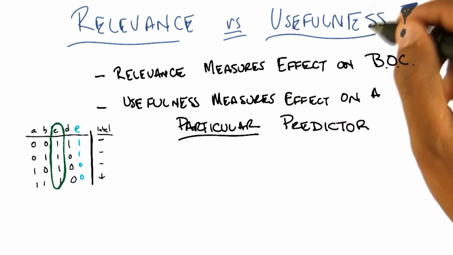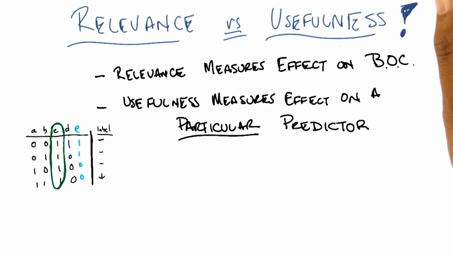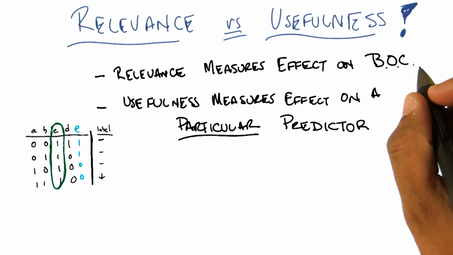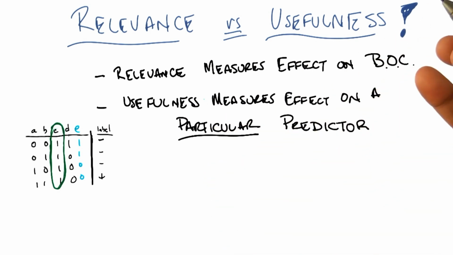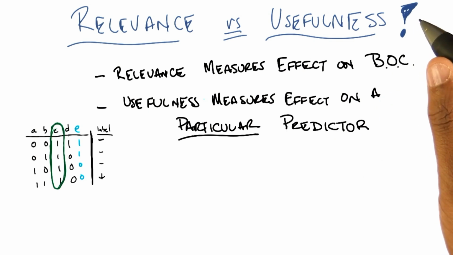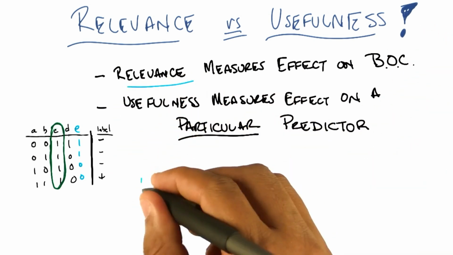So I erased all the stuff that I had before, but basically you could summarize that last slide as saying that relevance measures the effect on the Bayes optimal classifier, right? So a variable is relevant if it can make the Bayes optimal classifier's performance better or worse. So really relevance is about information.